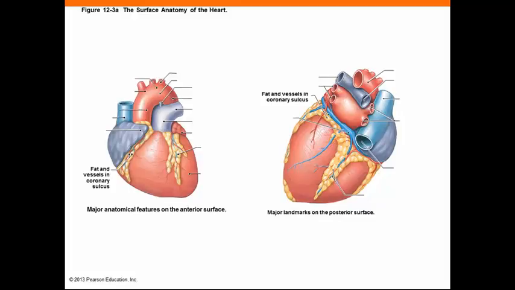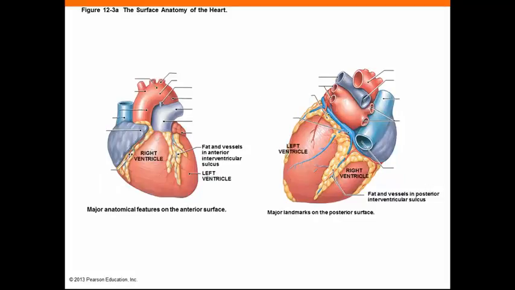Next, the coronary sulcus marks the border between the atria and the ventricles. It's a deep groove filled with fat. The anterior and posterior interventricular sulci mark the boundaries between the left and the right ventricles.